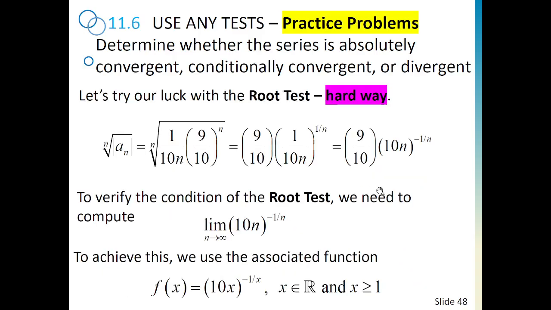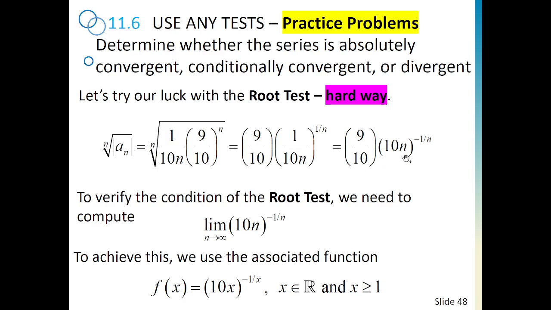So let's see what happens if you want to use the root test. There's nothing wrong, but you will suffer because you have a mixture of exponential and polynomial. Normally that's good news for the ratio test, not for the root test. But let's say you don't think and then you jump on the root test. Let's go. So it's easy, you'll get rid of this exponent, so you have 9 over 10 to the n, but now you have the nth root of 1 over 10 times n.